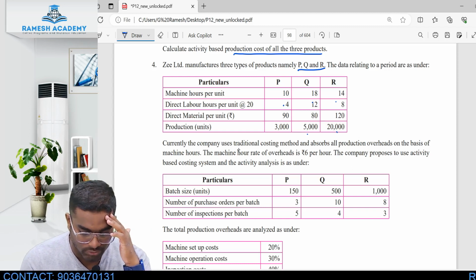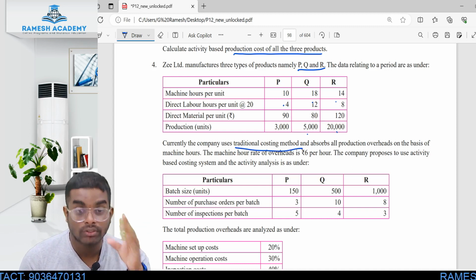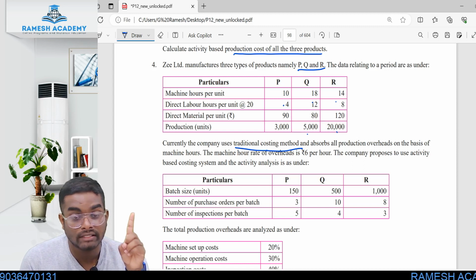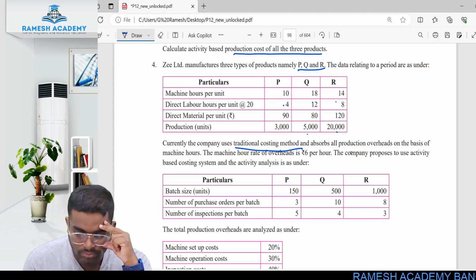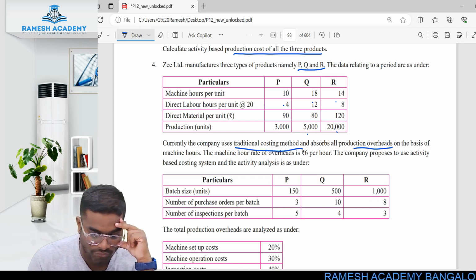Currently the company uses traditional costing. So traditional costing should come to your mind, that they are using machine hours or labor hours for allocating the overheads, and absorbs all production overhead on the basis of machine hours.